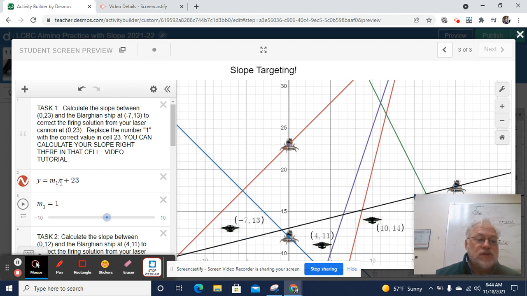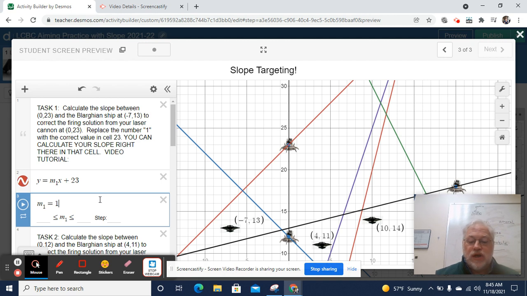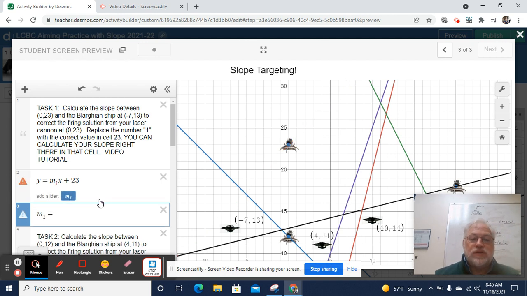Currently, there is an equation set up for you, all ready to go. And this m sub 1 is standing in for the slope. Currently, the slope is 1. We're going to change that slope to a slope that will actually work between these 2 points, the slope that is formed by a line going between these 2 points.